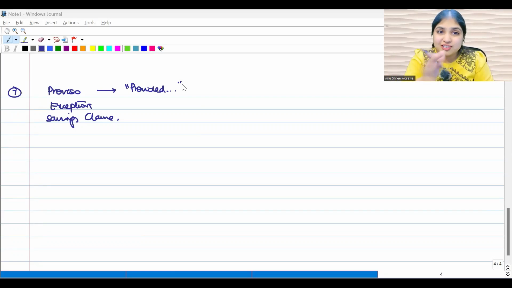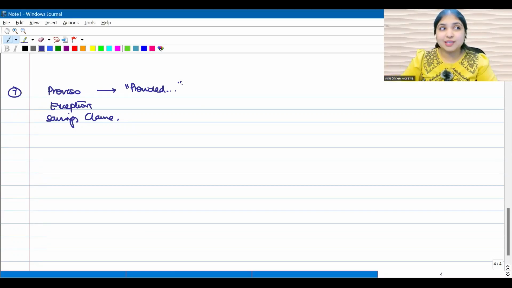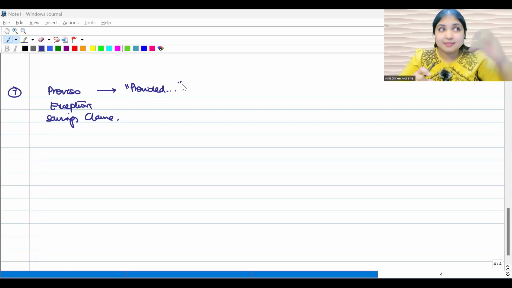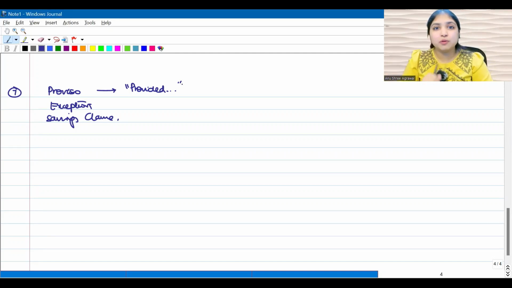See, an exception just creates an exception. An exception does not create a special law. Like for example, in capital gains, you learn that capital asset does not include rural agricultural land. Now that's all. Rural agricultural land is an exception, and for it there's no special law. Story over. But what a proviso does is, first it will create an exception, and then for that exception, it will create another special provision. So for that exceptional case, the general rule will not apply. A special provision will apply.